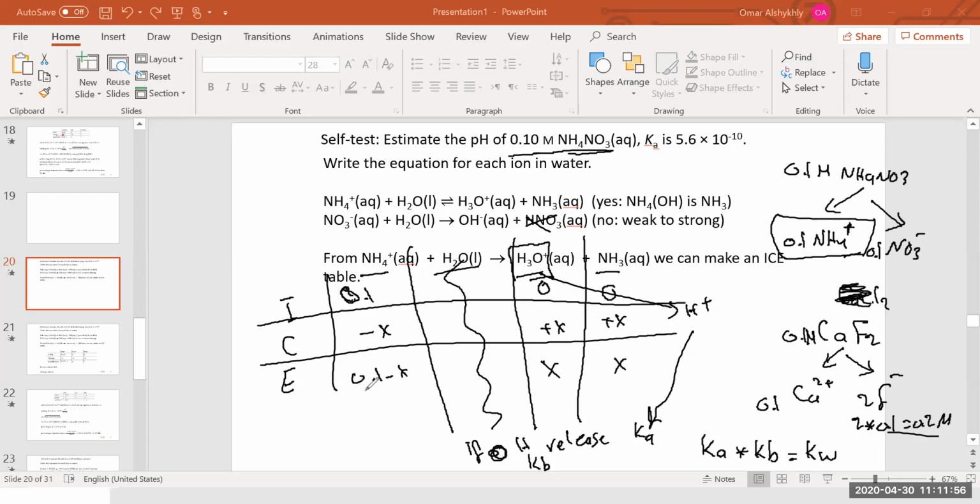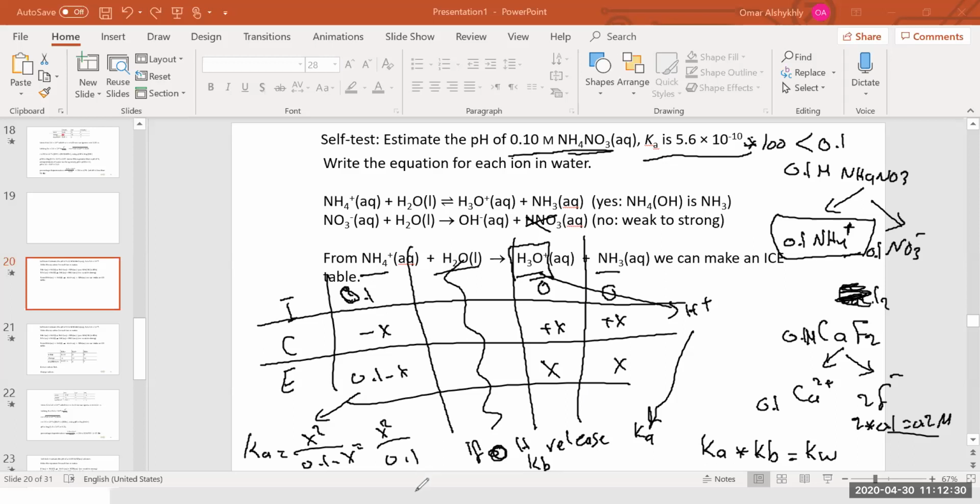So here, from this situation, K sub A will equal x squared divided by 0.1 minus x. Now we need to see if we're going to do the approximation or not. So here, the Ka times 100 will be less than the 0.1. So I think we are fine. So we will do the approximation. That means it will be x squared divided by 0.1.